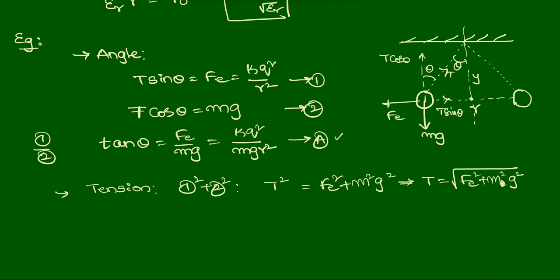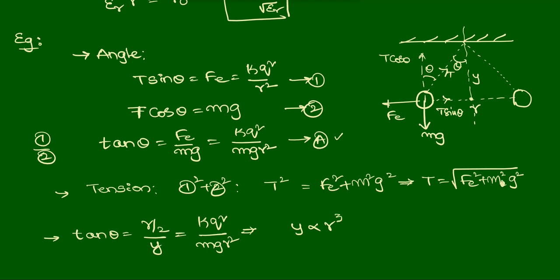Similarly, suppose from the pivot point this plane is at a distance y. I can write one more interesting application: tan theta as opposite side, which is r by 2, by adjacent side, which is y. That is equal to k q squared by m g r squared, or from this we'll have y is proportional to r cubed.